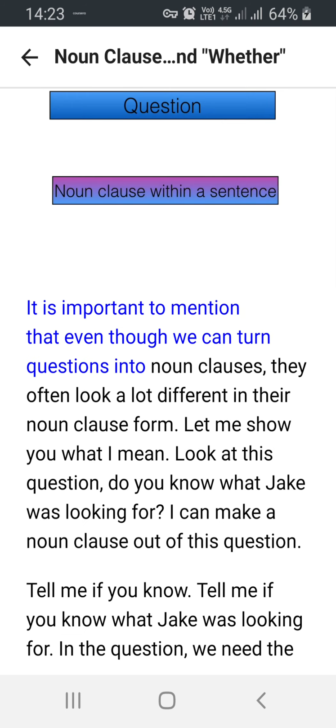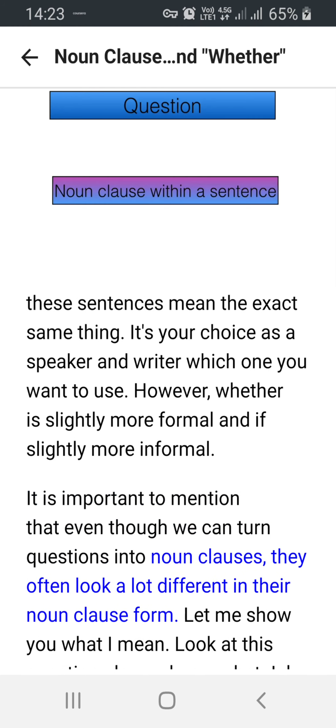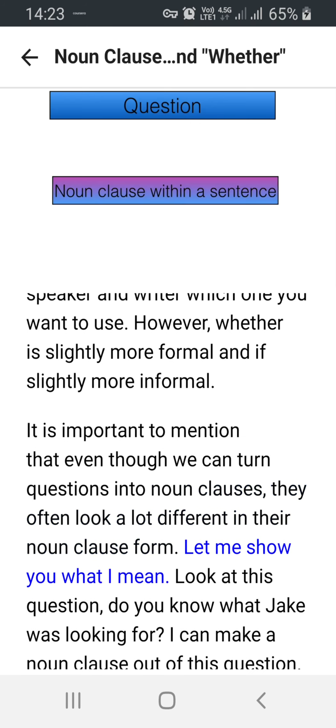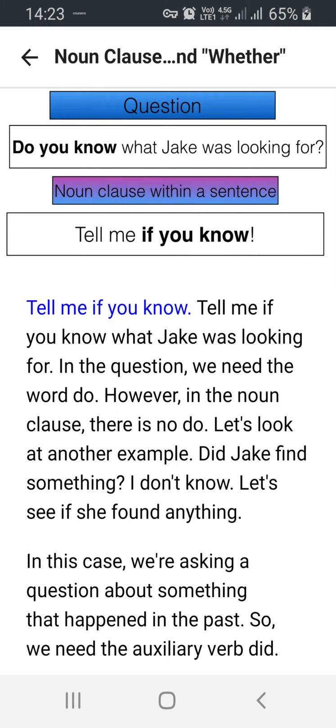It is important to mention that even though we can turn questions into noun clauses, they often look a lot different in their noun clause form. Let me show you what I mean. Look at this question. Do you know what Jake was looking for? I can make a noun clause out of this question. Tell me if you know. Tell me if you know what Jake was looking for. In the question, we need the word do. However, in the noun clause, there is no do.